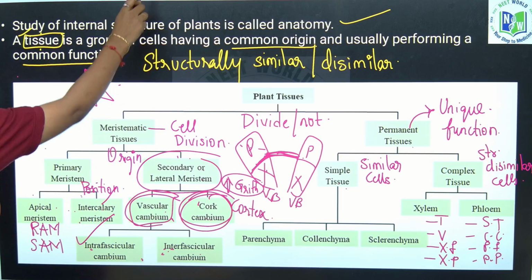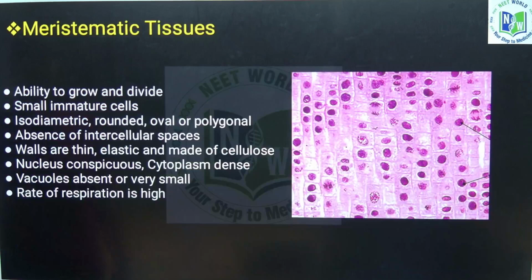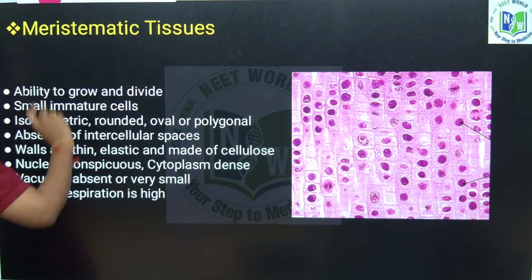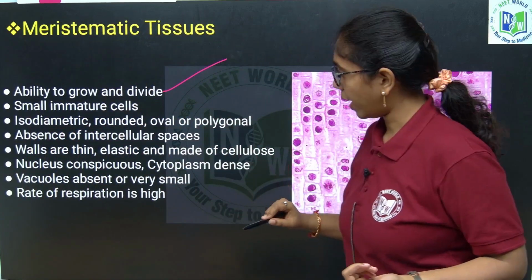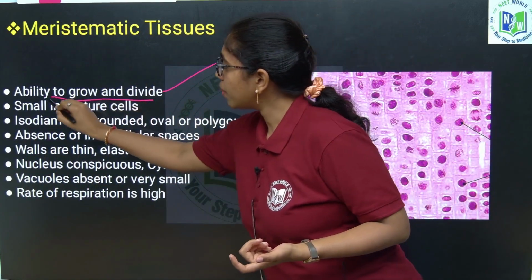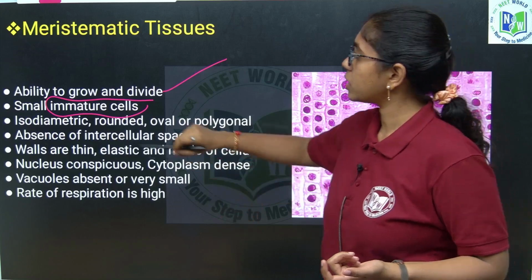Now let us understand each and every type of tissue in a more detailed way. If you look into the meristematic tissue, its main function is to grow and divide, and these are immature cells.